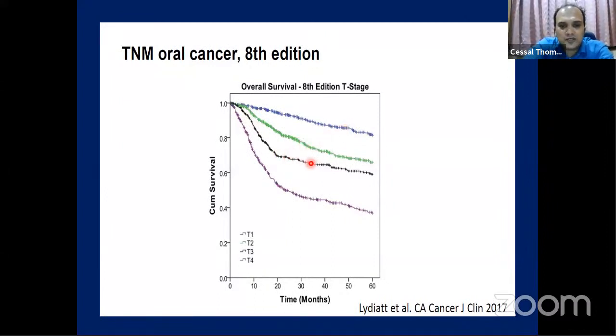As you can have stage 3 disease, it's 40 to 50%. It is 50 to 60%. Stage 3 disease, survival drops from 90% to around 50%. Whereas if you have a stage 4 T4 disease, the 5 years survival is around 30 to 40%.